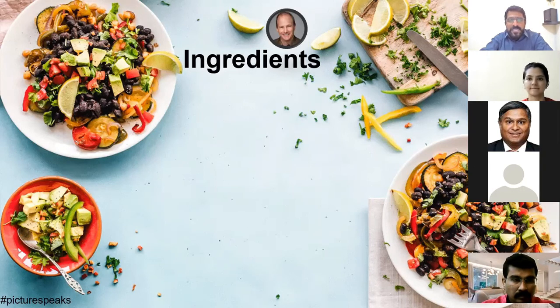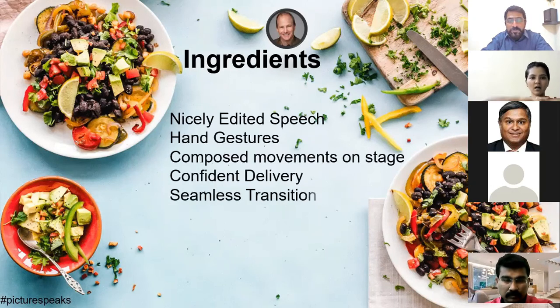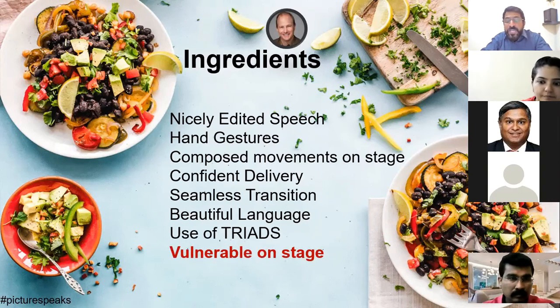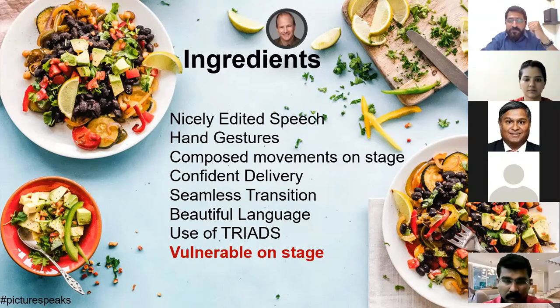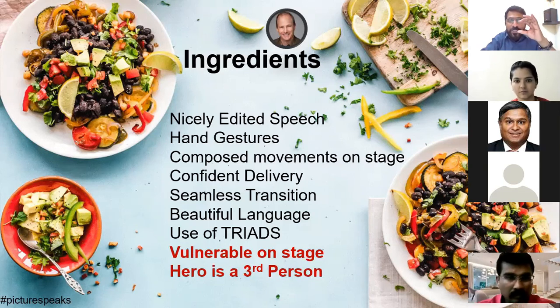The elements, the ingredients in this speech: it's a nicely edited speech, with hand gestures, composed movement, confident delivery, transition, and use of triads. Triads is what you will have to actually look for in his speech. In his speech also, the hero is a third person and he is vulnerable on stage, but how beautifully he has used the triads in his speech and how much space he has saved.